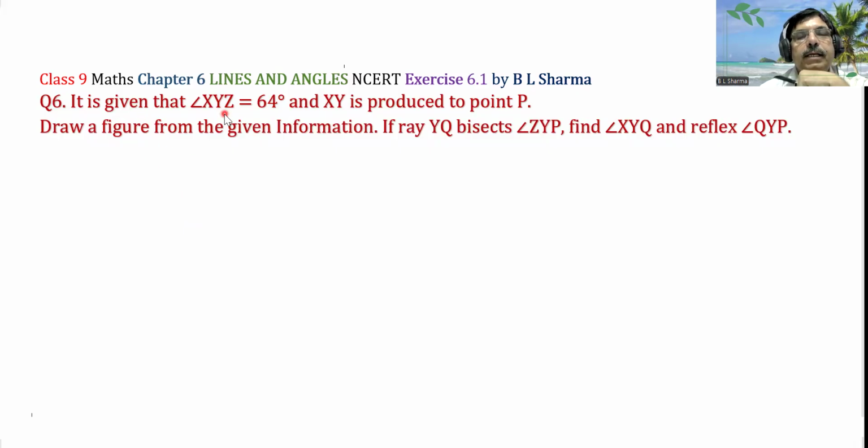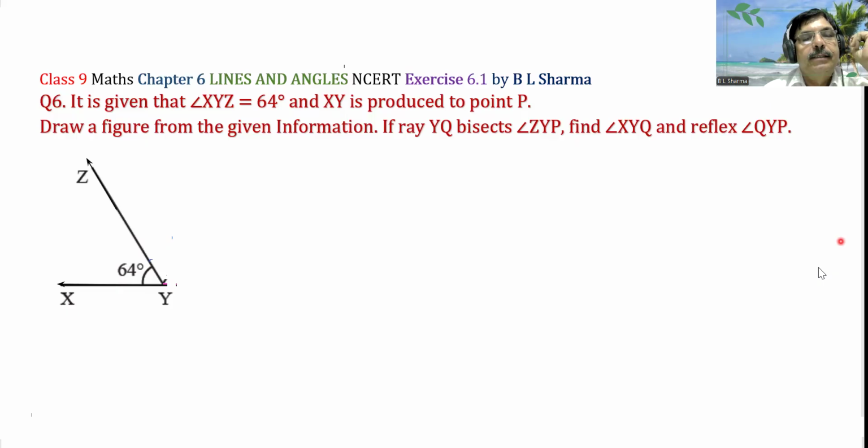It is given that angle XYZ is equal to 64 degree and XY is produced to a point P. Draw a figure from the given information. And the second question is, if ray YQ bisect angle ZYP, then find the value of angle XYQ and reflex of angle QYP. See, पहले हमें एंगल XYZ 64 बनाना पड़ेगा. So that is XY and that is XYZ. This angle is 64 degree. It is given.